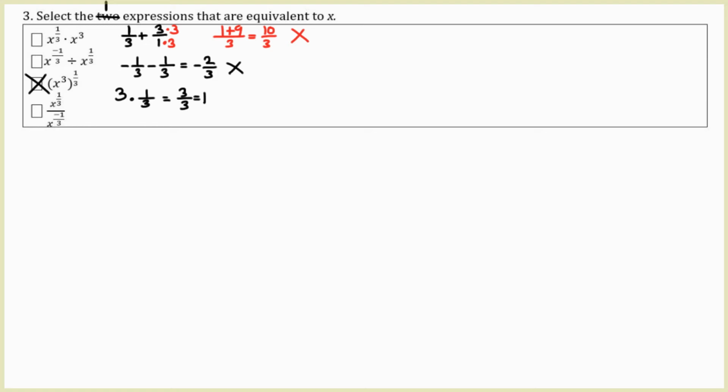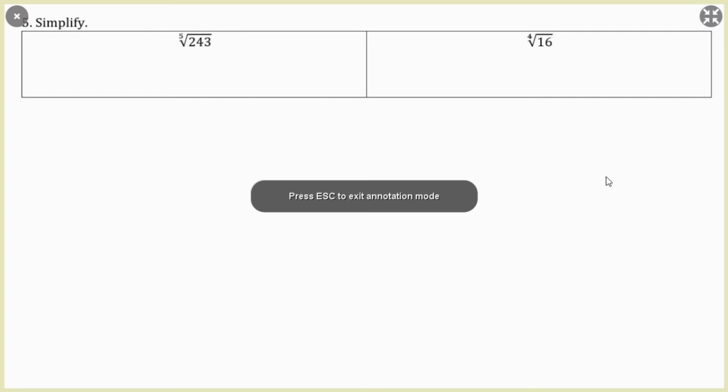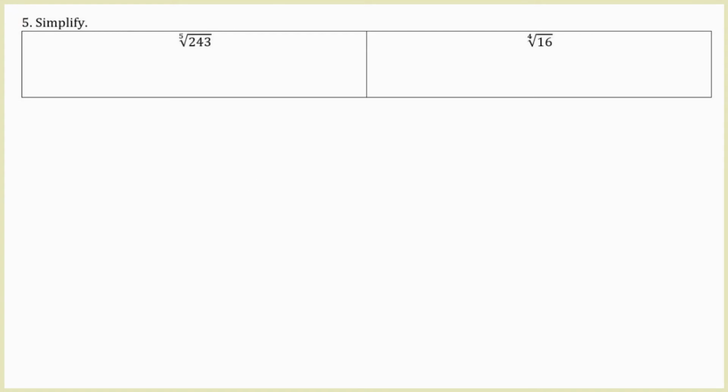Let's go ahead and look at number 4 now. Number 4 is to simplify. We're going to simplify these guys. So we have the 5th root of 243. Let's go ahead and factor tree this. So 243 is 3 and 81.